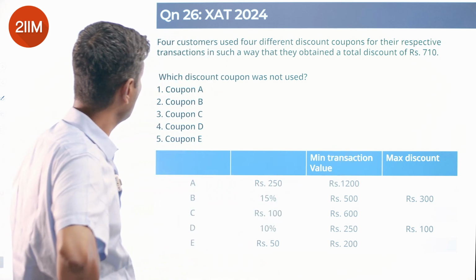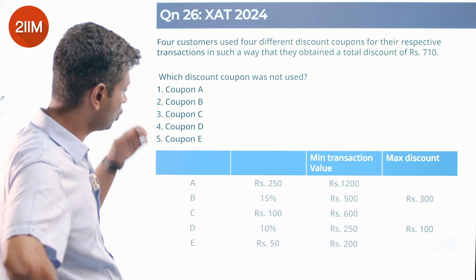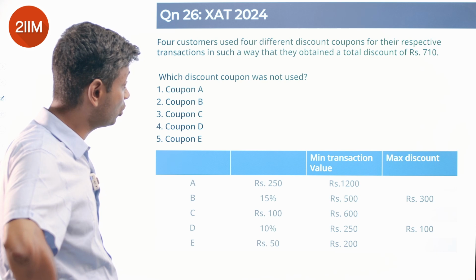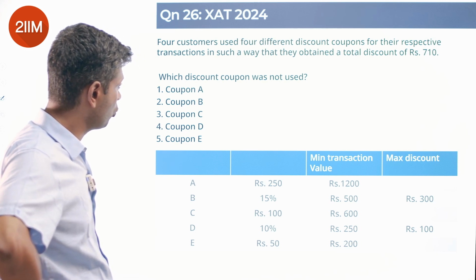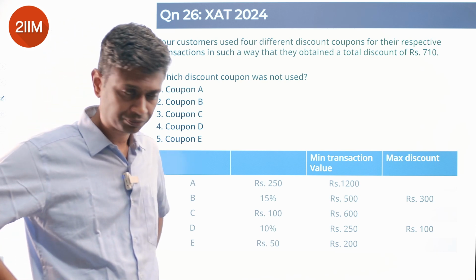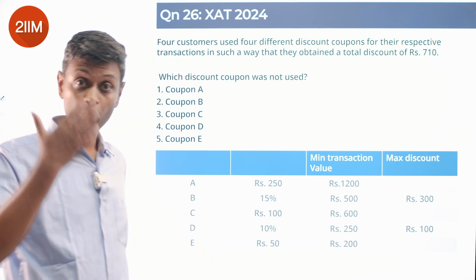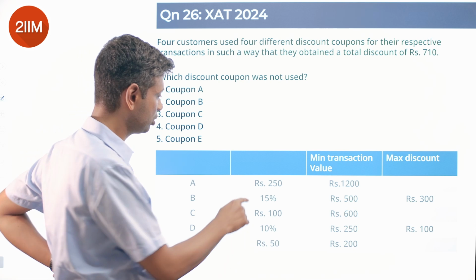Nice. 4 customers used 4 different discount coupons for their respective transactions. In such a way, they obtained a total discount of 710. Which coupon was not used? Nice. First of all, I thought 710 would be lots of combinations. There are not. This is 250.